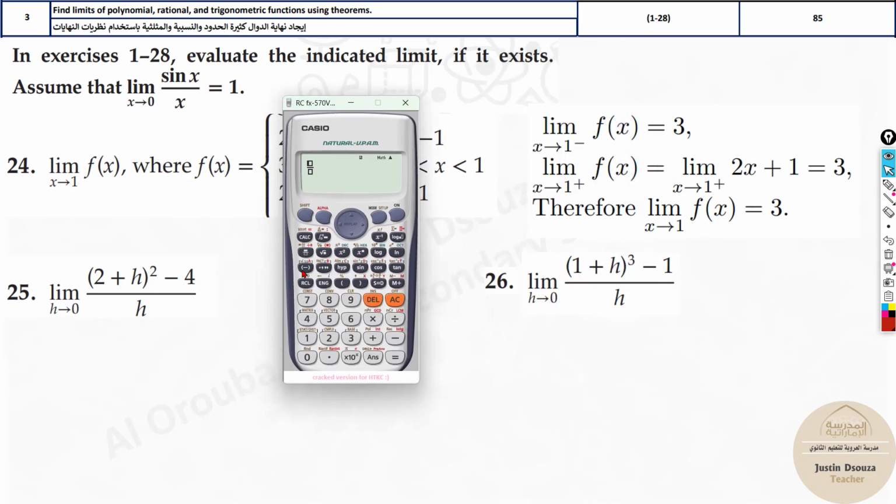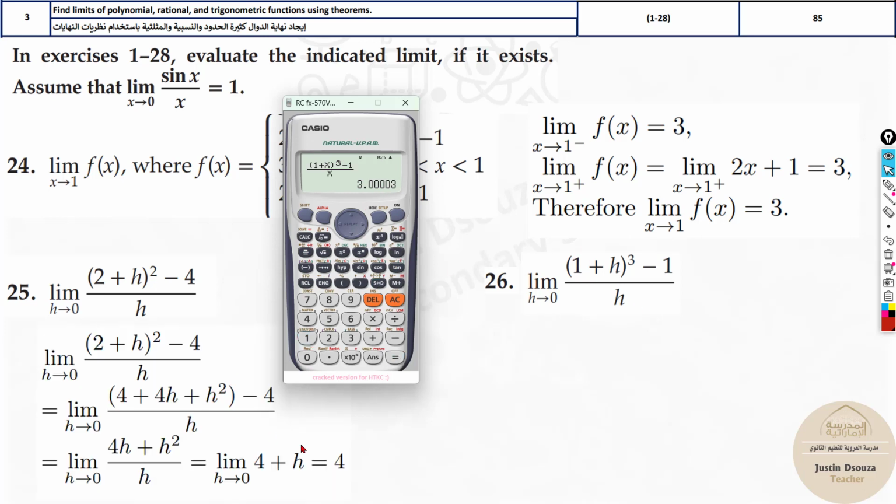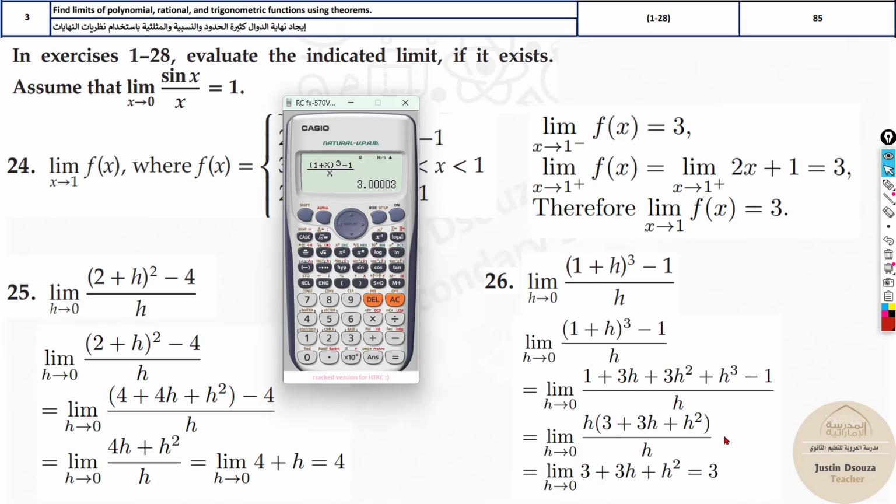Let me try the next one. It is (1 plus x) the whole cube, minus 1, divided by x. You can't directly substitute 0, it will be undefined. So we calculate at minus 0.0001. The answer is 3, nearly close to 3. Let me calculate at the positive side. The answer is again 3. So yes, the limit exists; over here it was 4, over here it is 3.